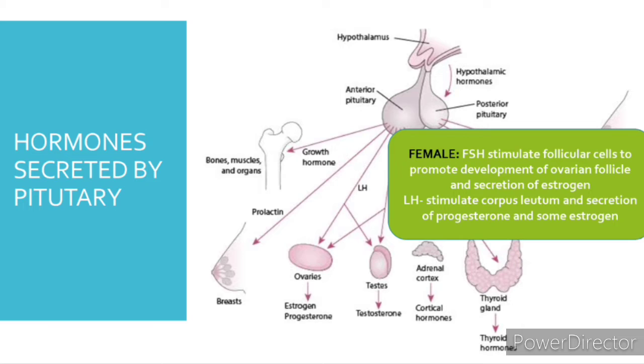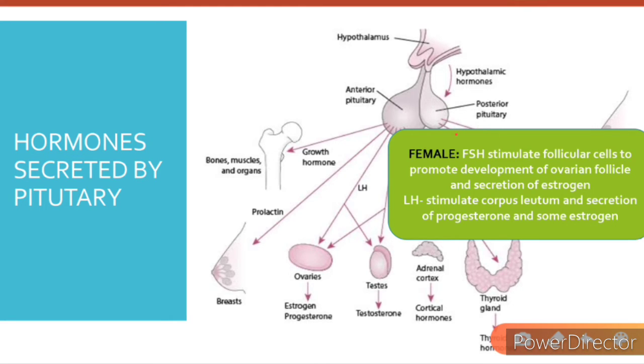And in the female, FSH stimulates follicular cells to promote development of ovarian follicles. Okay, FSH, F for follicle. So this is easy to remember that way. And LH stimulates the corpus luteum. Okay, so remember it as LH stimulates the luteum, the corpus luteum, and it causes secretion of progesterone and some estrogen.